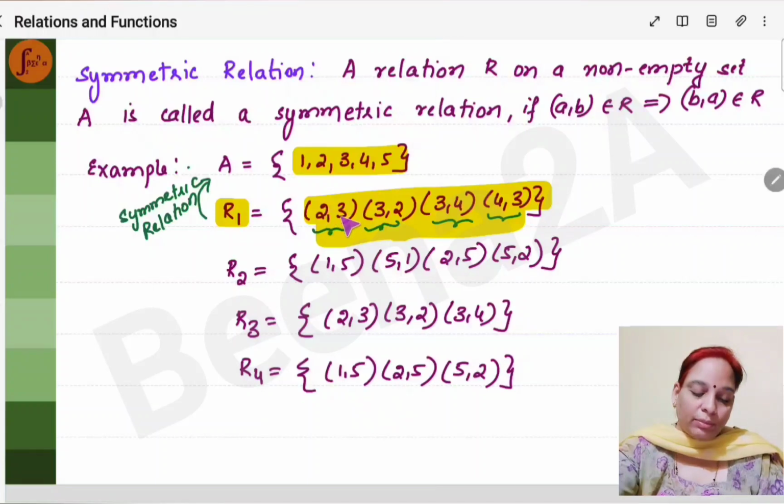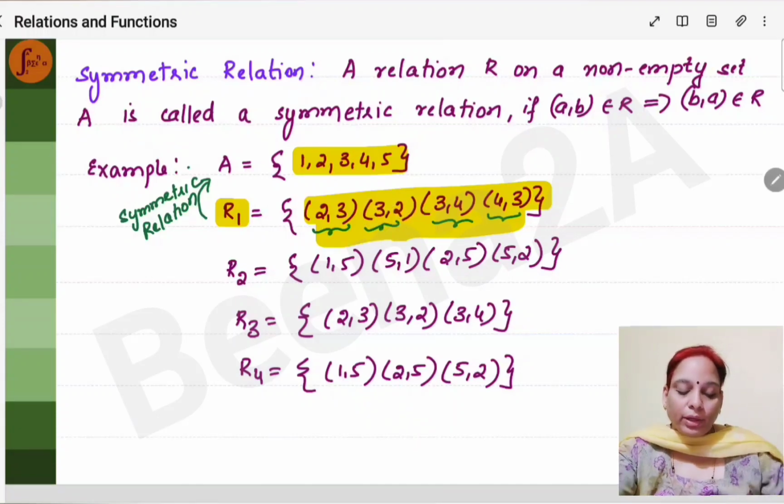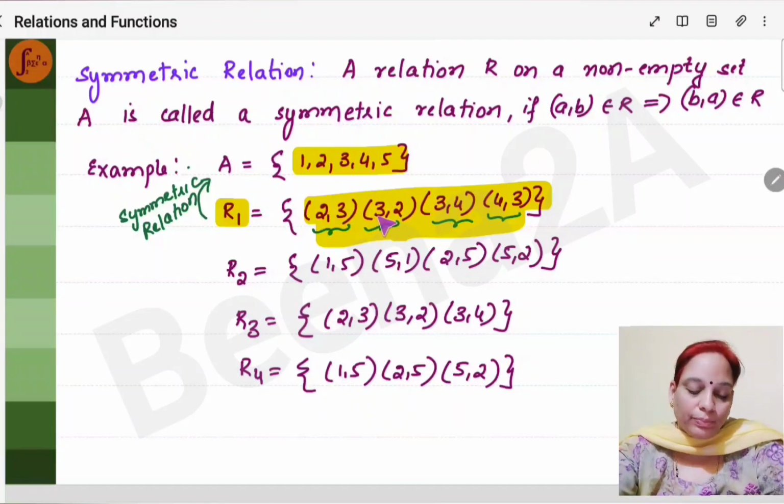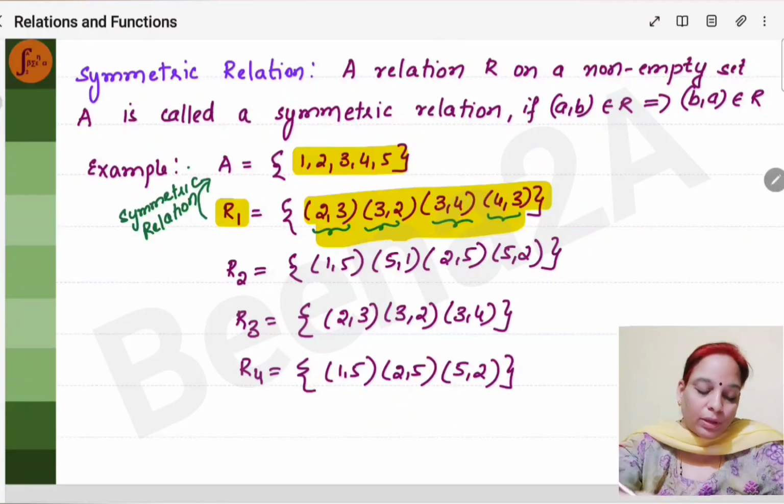So the first element and second element should get exchanged in the next ordered pair, right? So you have 2 comma 3 and it gets exchanged. It becomes 3 comma 2 in the next ordered pair. Here it's 3 comma 4 and then it becomes 4 comma 3. So if you have such a relation, then it's called a symmetric relation.